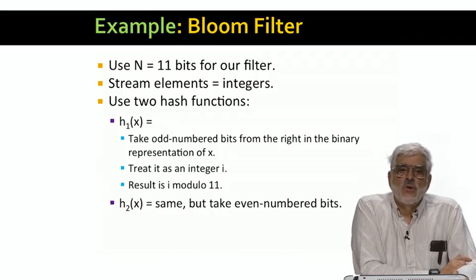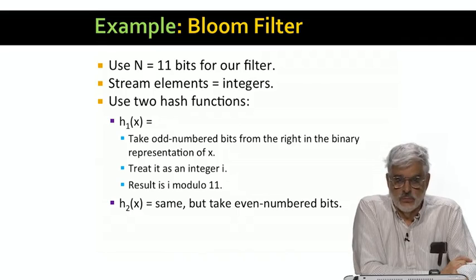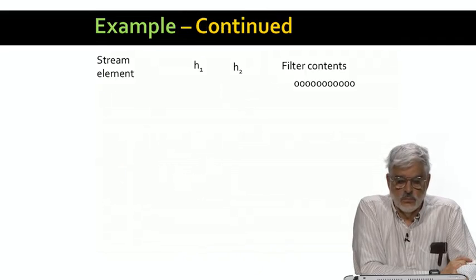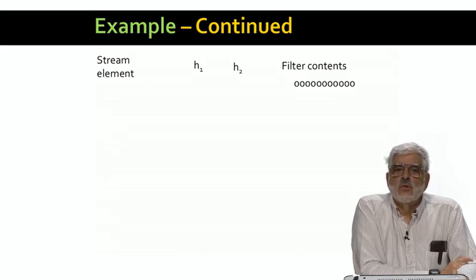h2 of x is computed in exactly the same way, but from the even positions of the binary representation of x. So here's what happens when 3 integers arrive at the stream input. Initially, all 11 bits of the Bloom filter are 0.